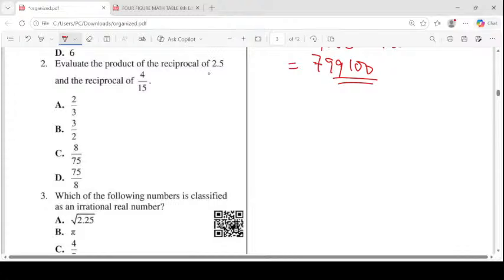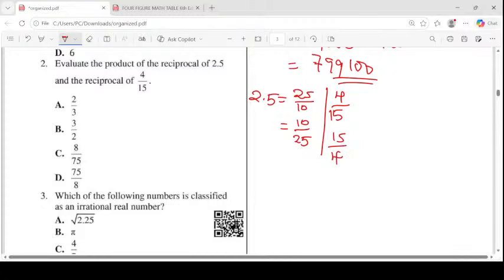In question number 2, evaluate the product of the reciprocal of 2.5 and the reciprocal of 4 over 15. You know, when you have the number 2.5, as a fraction, this can be written as 25 over 10. Now, the reciprocal of 25 over 10 becomes 10 over 25. Then you have another number here, 4 over 15. The reciprocal of 4 over 15 is 15 over 4.